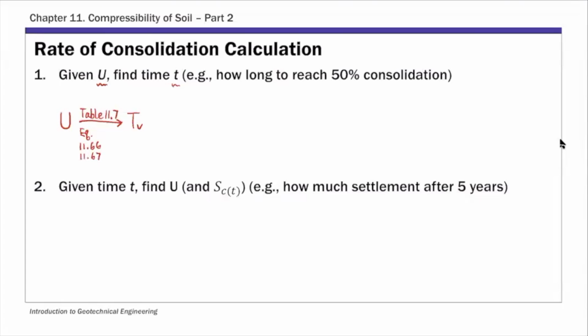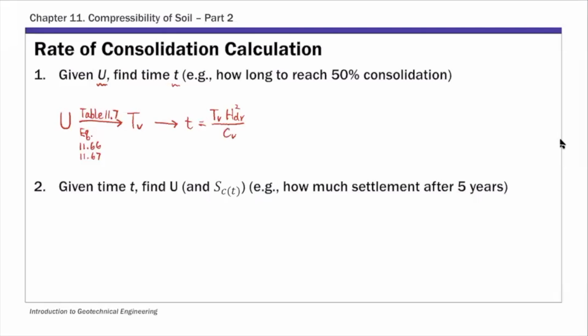And then once you get T sub V, the small time t is basically from that time factor definition. That's how you get the time. Okay. So once you get the time factor, using the definition of time factor, we can back calculate this small t, that's the time. Okay.